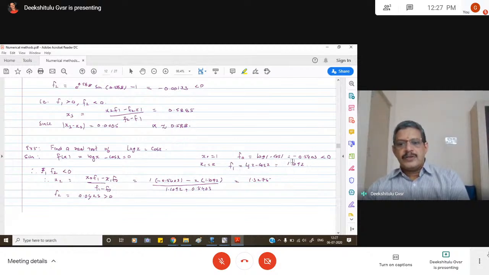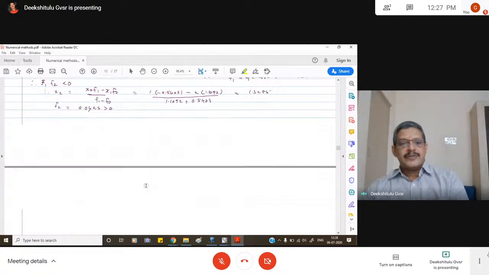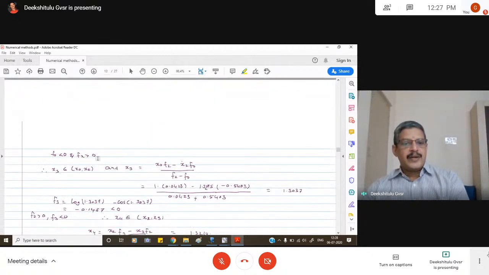You substitute all the values that you have calculated here. This becomes x2 = 1.3275. We calculate f2, the function value at x2, and this is positive. At x0 = 1 it is less than 0, and at x2 = 1.3275 it is positive, so the root lies between these two points. So x3 is (x0 f2 - x2 f0)/(f2 - f0). You substitute those values and simplify, you get 1.3037.